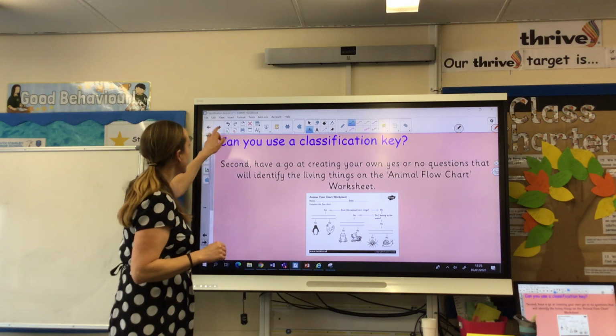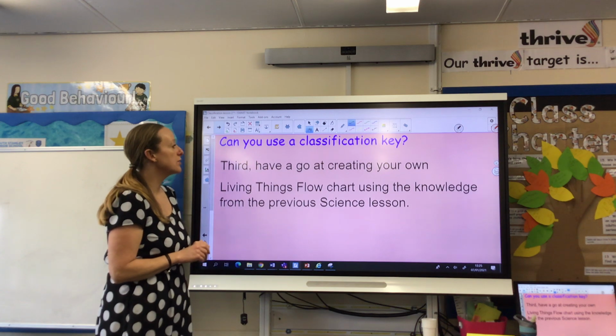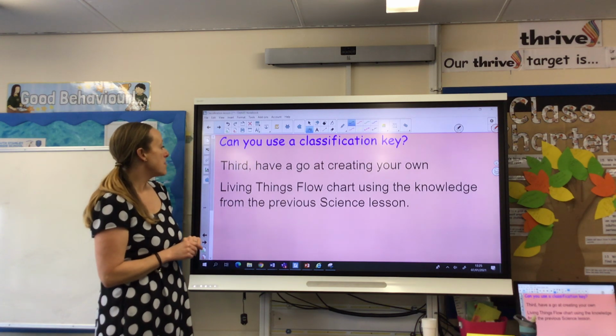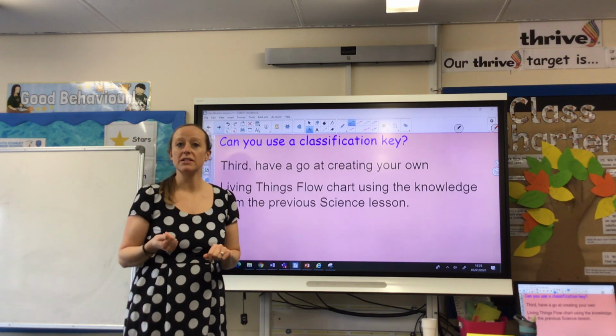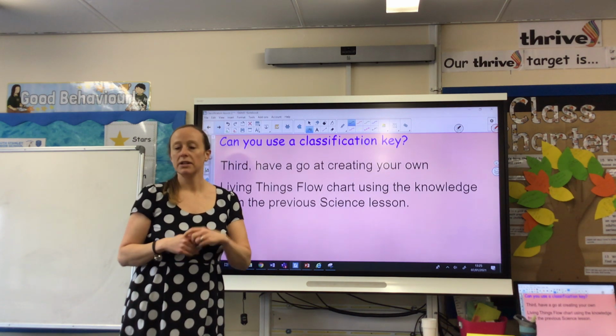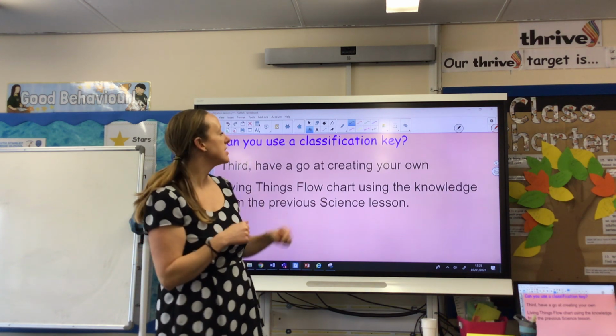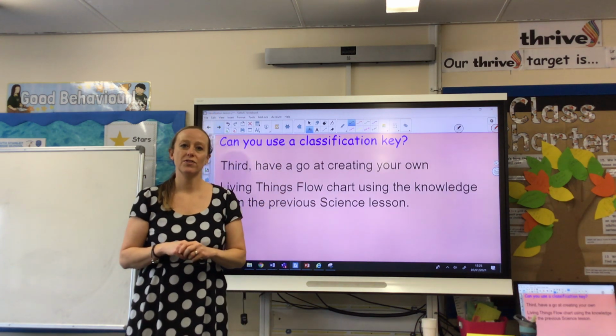And then your third task is to have a go at creating your own, okay? So living things flowchart using the knowledge from the previous science lessons. So maybe one of your questions might be, is the animal a mammal? Is the animal an amphibian? Okay, think about the things that we did in our last science lesson and use that to help you with your flowchart for today's session.